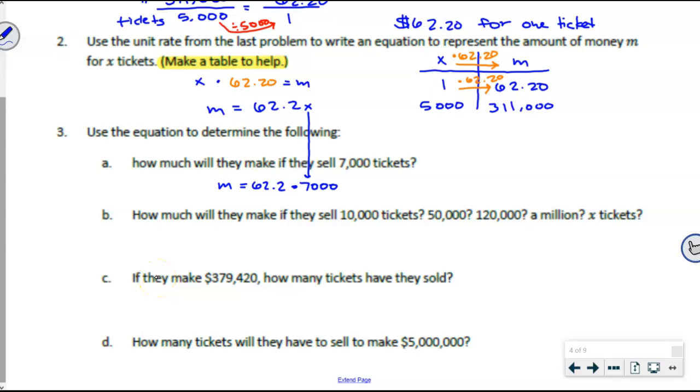So those of you who have calculated it, Luke, I saw your hand raised a little bit earlier. What did you get? 435,400. Did I write that down correctly? Okay, nicely done. So again, that's our abstract answer. Quantitative is exactly what Luke said, $435,400 for 7,000 tickets.